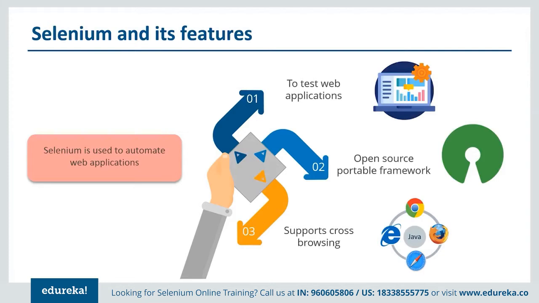But there surely have to be shortcomings, right? We can use Selenium only to test web applications. We cannot test desktop applications or any other software. Selenium does not have any native reporting facility, but we can overcome this issue by integrating it with frameworks like TestNG or JUnit. Okay, so this is about Selenium and its features, guys.